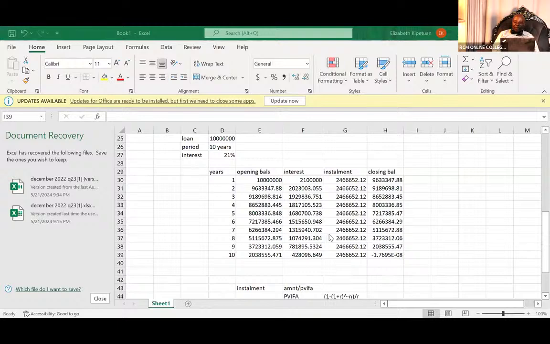Where is your interest? The first interest, go to row F, F30. Click there. Click that one. Click here. So now she took D27. Where is that from? D27, which is okay. Times.